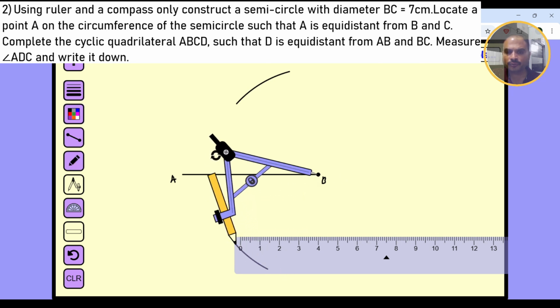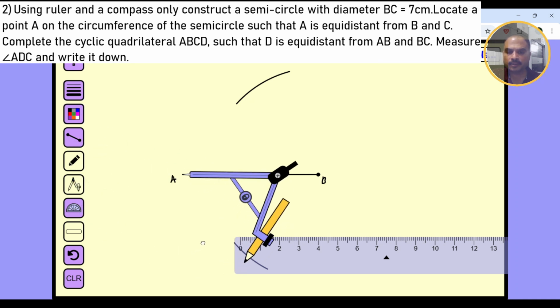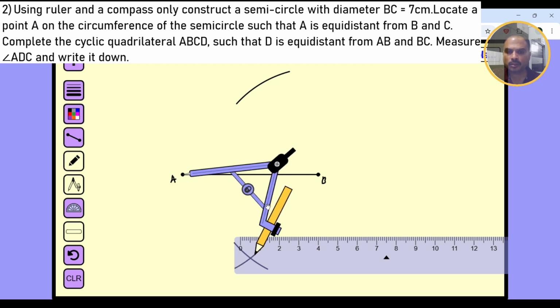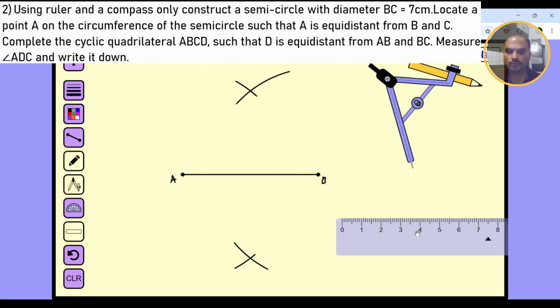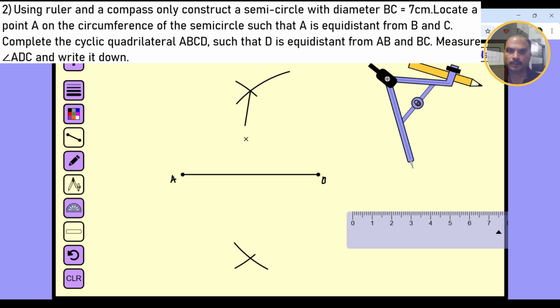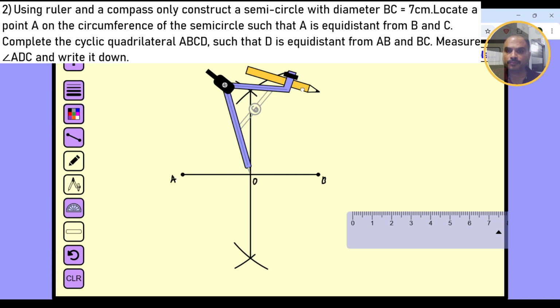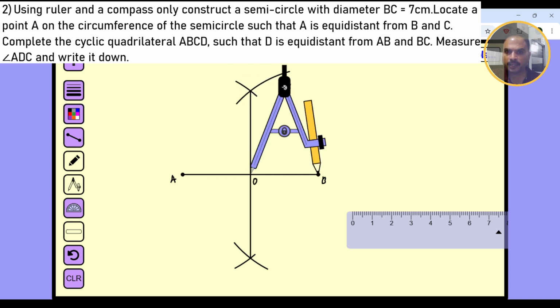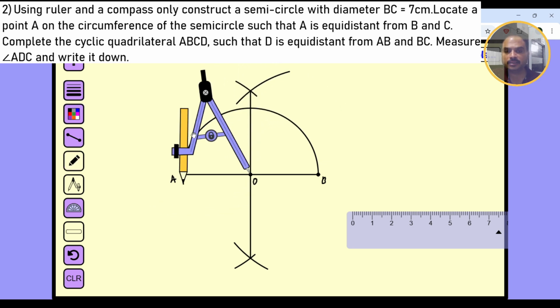Same procedure you need to follow, children. Take more than half. Don't change the length of the compass. Keep it at A. Then again you cut the arc whatever you have drawn earlier. Okay. So now you can observe that this is the center. This is the center of the circle. I need to keep the compass at O. Adjust the length of the compass so that the pencil is passing through B and A. Now I am drawing a semicircle. This is the semicircle. Clear?